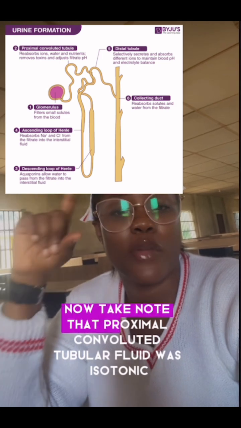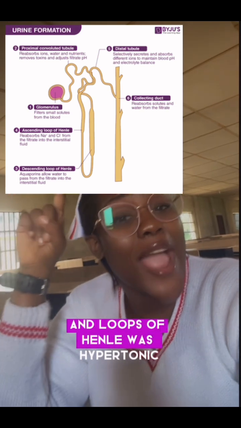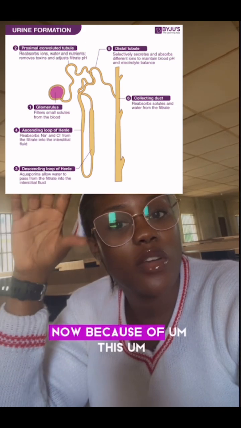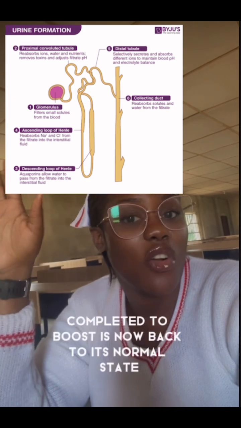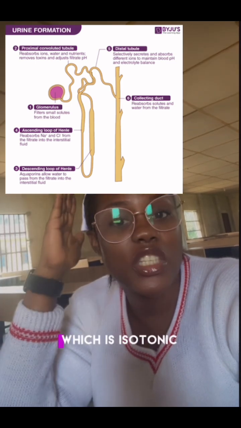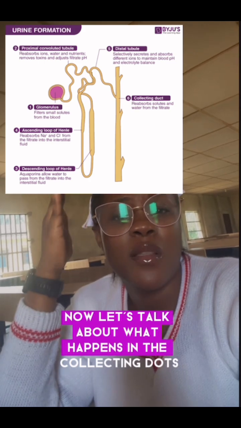Now, take note that proximal convoluted tubular fluid was isotonic. Loops of Henle was hypertonic because of sodium, because of salt. Now, because of this adjustment and all that in the distal convoluted tubules, it is now back to its normal state, which is isotonic. Now, let's talk about what happens in the collecting duct.